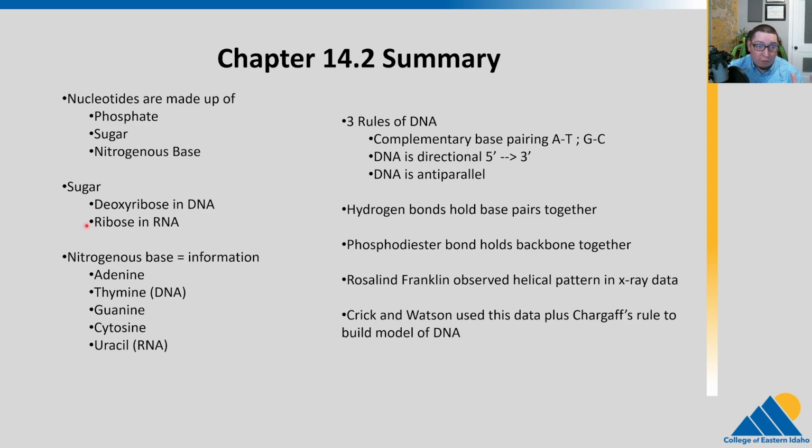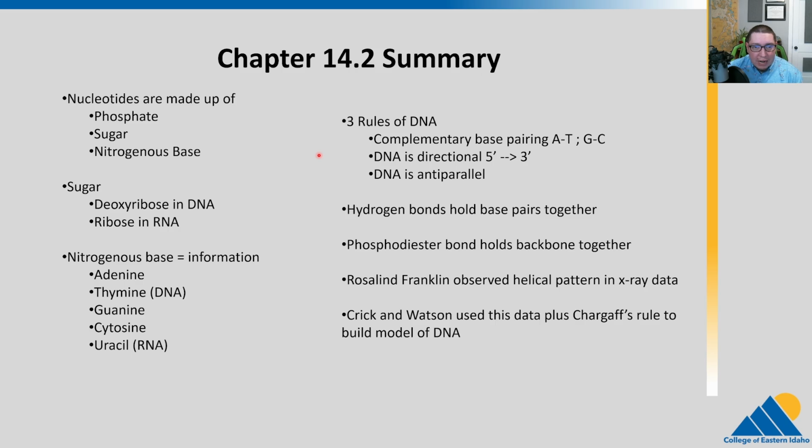Nucleotides, the building blocks of DNA, are composed of 3 pieces: the phosphate, sugar, and the nitrogenous base. The sugar could be deoxyribose in DNA or ribose in RNA. The nitrogenous bases are the information bit. We have A, T, G, and C in DNA, and uracil replaces T in RNA.